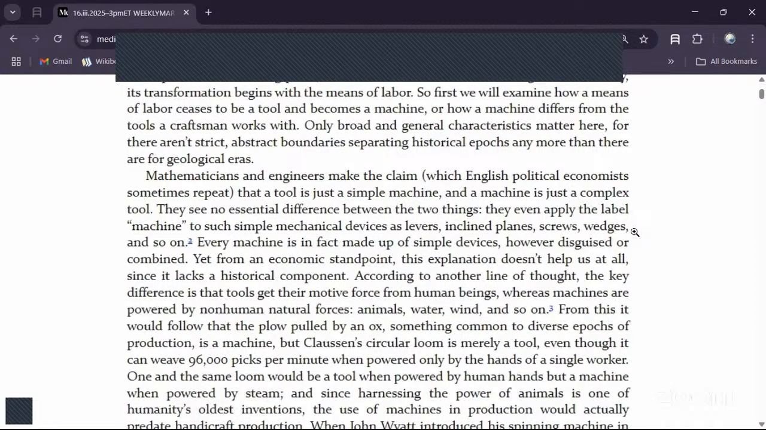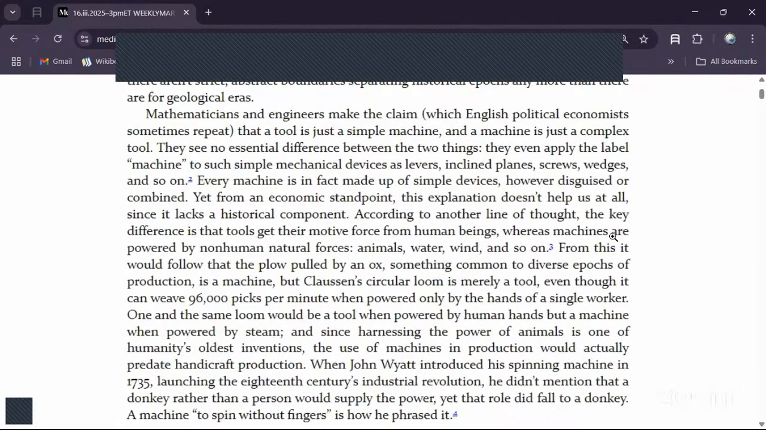Mathematicians and engineers make the claim, which English political economists sometimes repeat, that a tool is just a simple machine, and a machine is just a complex tool. They see no essential difference between the two things. They even apply the label machine to such simple mechanical devices as levers, inclined planes, screws, wedges, and so on. Every machine is, in fact, made up of simple devices, however disguised or combined. Yet, from an economic standpoint, this explanation doesn't help us at all, since it lacks a historical component.